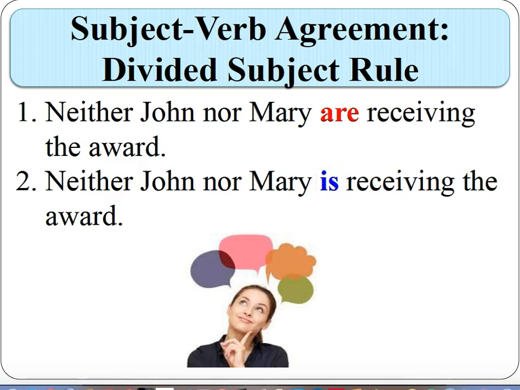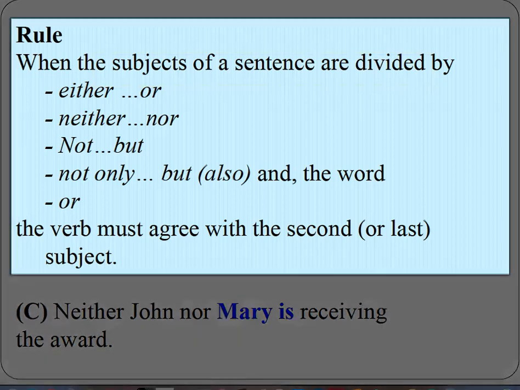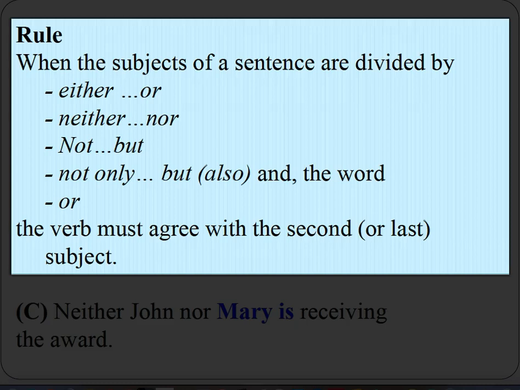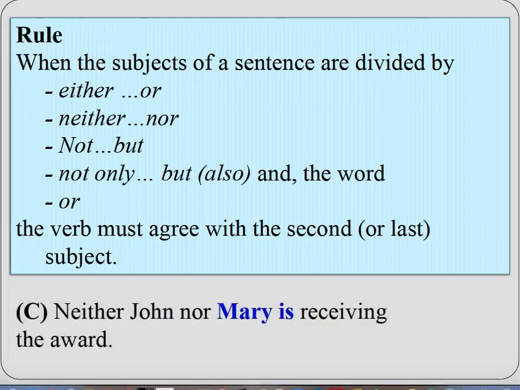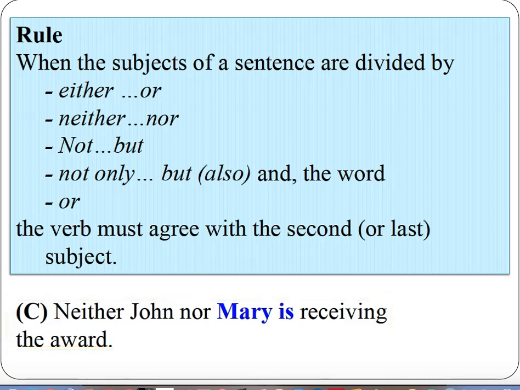In order to determine which sentence is correct, we must look at the divided subject rule. This rule states that when the subjects of a sentence are divided by either or, neither nor, not but, not only but, and the word or, the verb must agree with the second or last subject. Therefore, the correct version of the sentence is, neither John nor Mary is receiving the award.